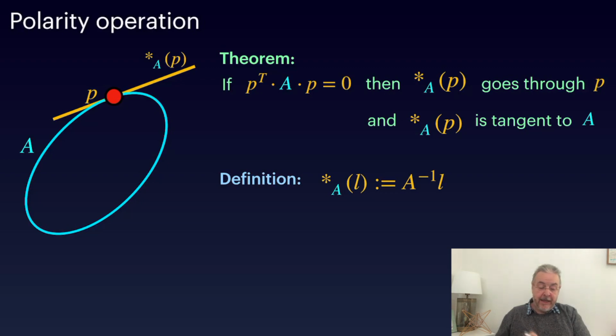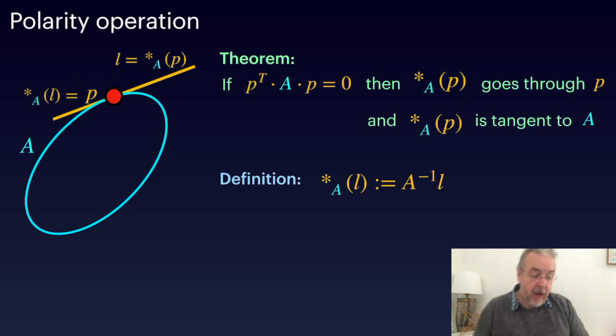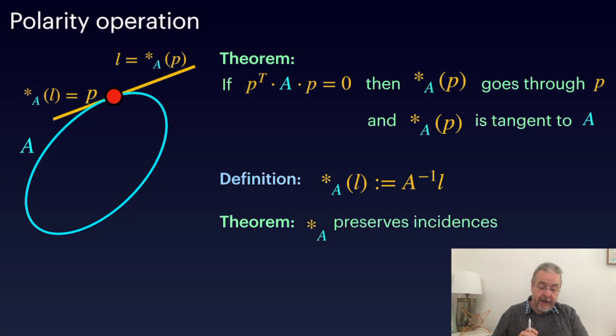After all, we can say that if we call this line L, then the polar of this line is our original point P. So after all, we got a one-to-one correspondence of points and lines through a matrix of a conic, and we may ask what happens if our point P, for instance, is not on the conic. And for that we first need another interesting and small theorem. The mapping that we have here preserves incidences.